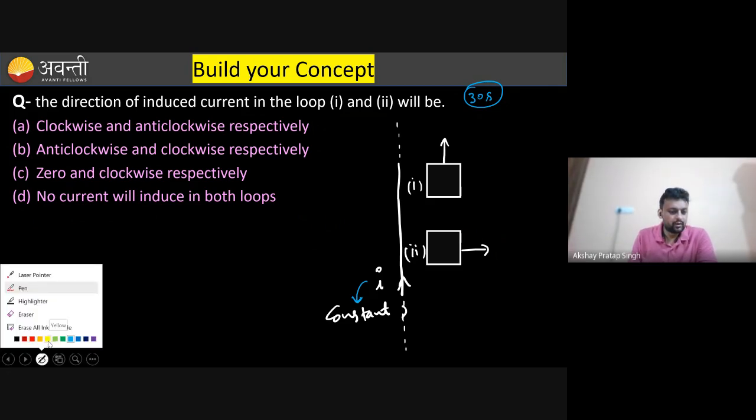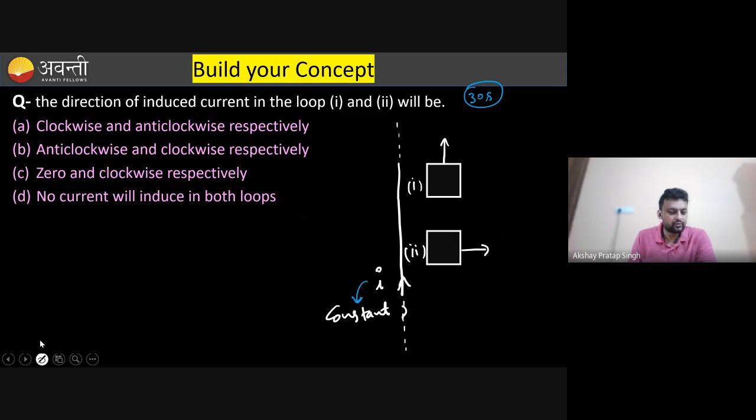Okay. First of all, we will identify the field. So the original field, can anyone tell me where will be the original field? I hope most of you can answer this. This is a basic thing. Where should be the original field? Yes. Original field is into the plane. Very good. Now, is this field changing?